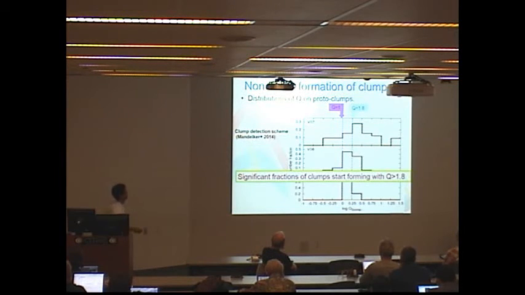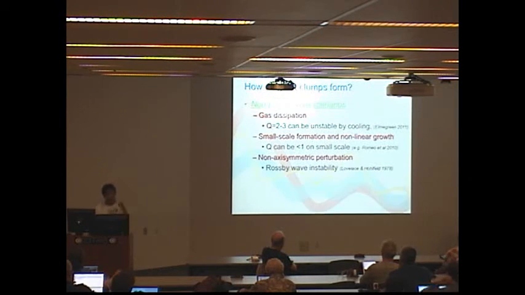So the conclusion is that a significant fraction of clumps, not all, but a significant fraction, start forming with high Q, higher than about 2. So yeah, that is my main result.